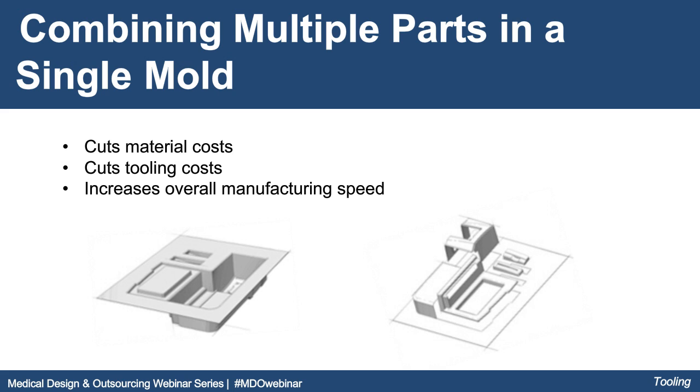It also allows you to increase your overall manufacturing speed. So allowing you to mold 2 or 3 parts in the cycle time of one part is a lot more efficient than running 3 separate tools with 3 separate cycle times. But again, part shape will dictate how that mold layout is done.